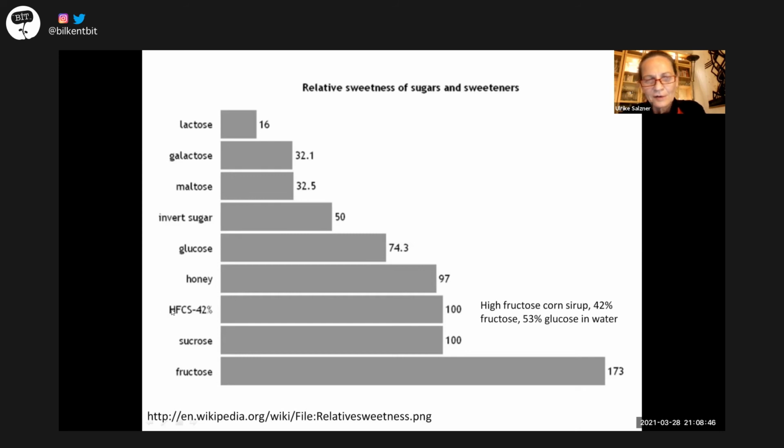And here is what's called high fructose corn syrup. This is what the food industry is now using a lot to sweeten Coca-Cola, Fanta, food, all kinds of things. High fructose corn syrup is very cheap because they can make it from corn. And this is used a lot in industry as a sweetener. And here you see the sweetness of fructose, which is almost twice as sweet as sucrose.